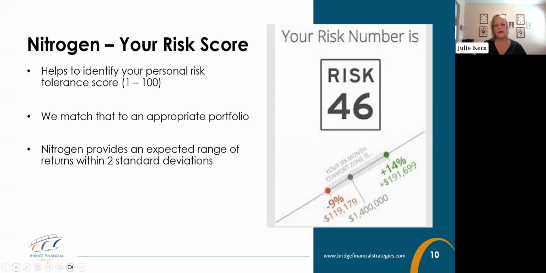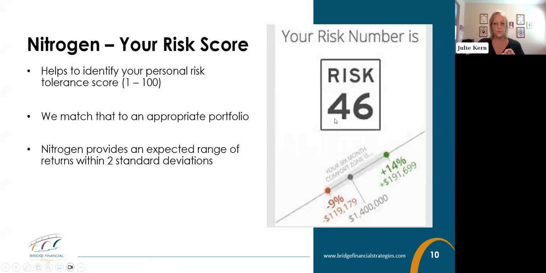Okay, so the way that at Bridge Financial Strategies we measure risk is with a software tool called Nitrogen. It used to be called Risk Alive, but apparently every software company has to keep changing the name of their software. Nonetheless, it's called Nitrogen. And for those of you who are clients, you've taken this risk tolerance questionnaire, and it helps to identify your personal risk tolerance score. In the sample I'm showing here, this person has a risk score of 46. This is on a scale of 1 to 100, so pretty close to the middle.